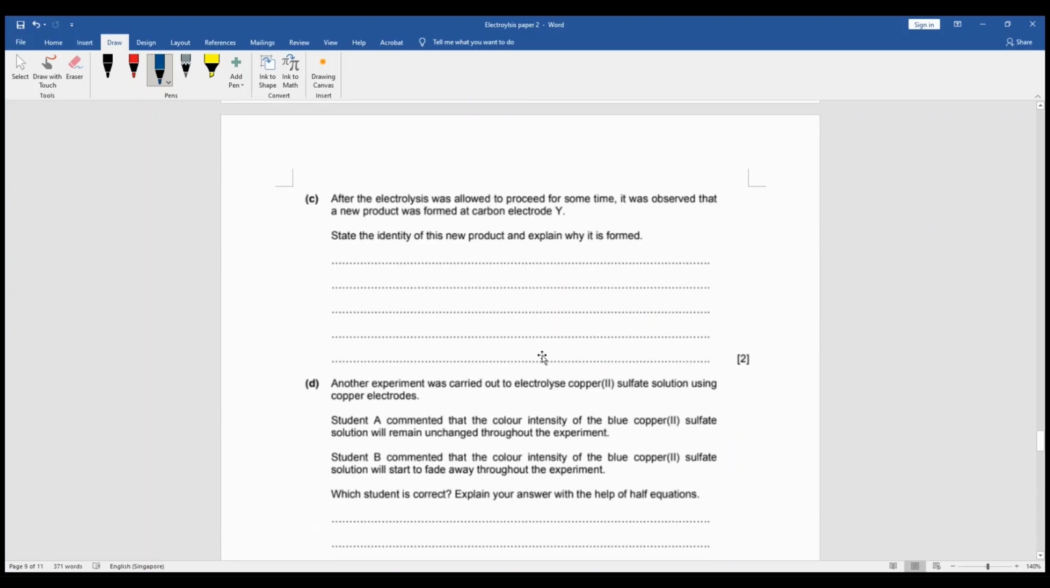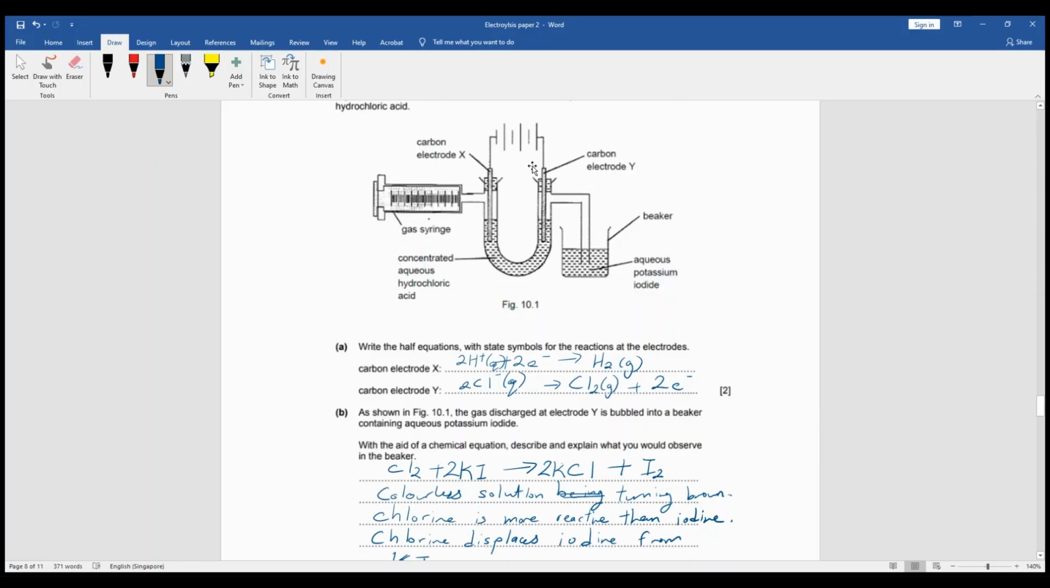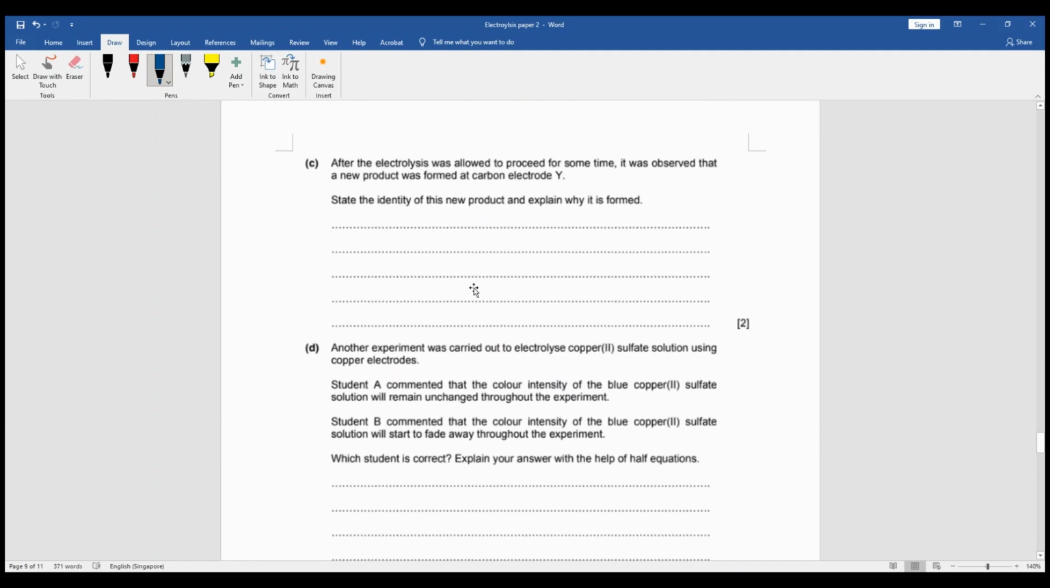After the electrolysis was allowed to proceed, it was observed that a new product was formed at carbon electrode Y. State the identity. Allowed to proceed for some time means it has become dilute already. Y was initially giving out chlorine bubbles, but after some time it becomes dilute, so now it is oxygen gas. And explain why it's formed.